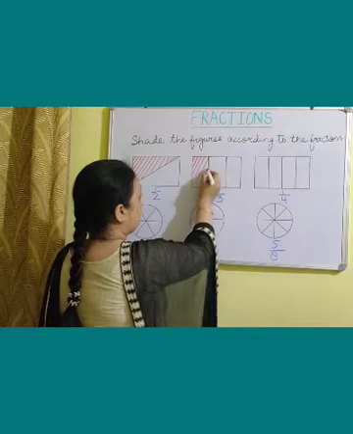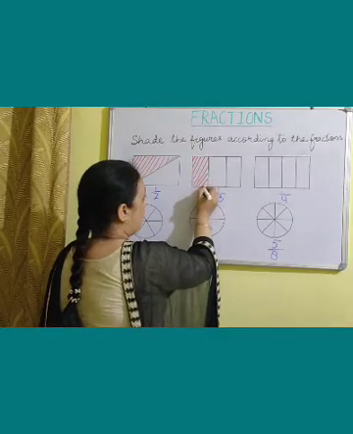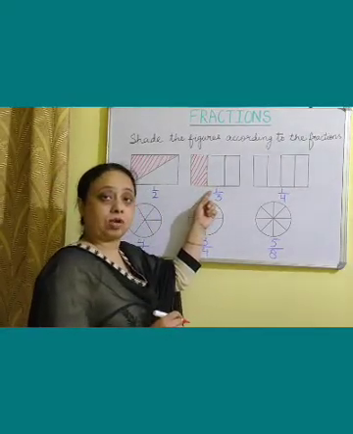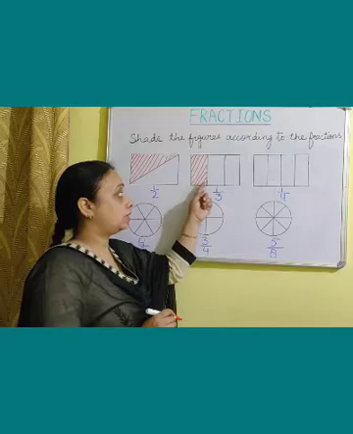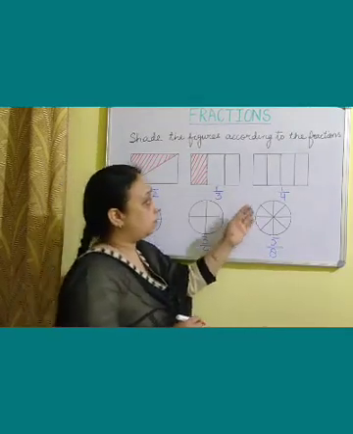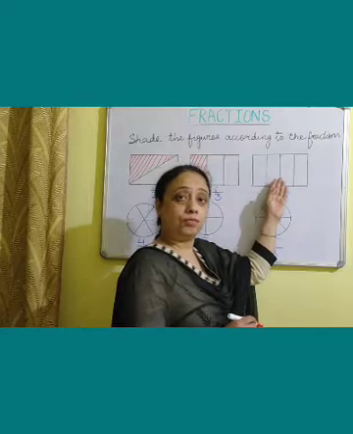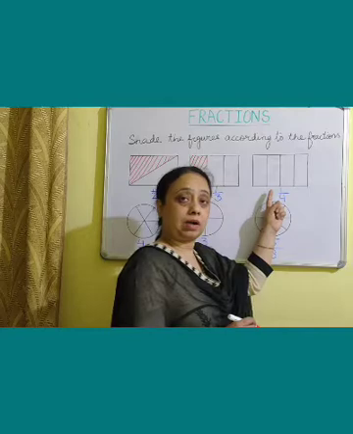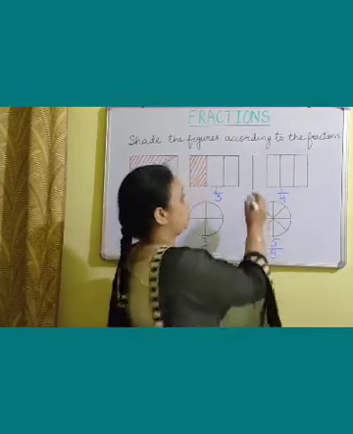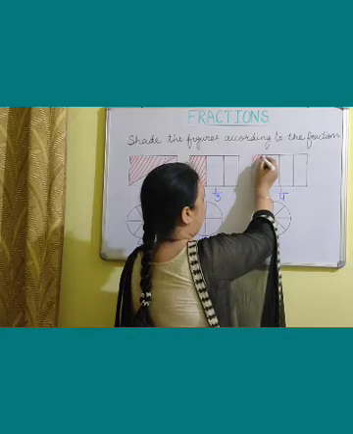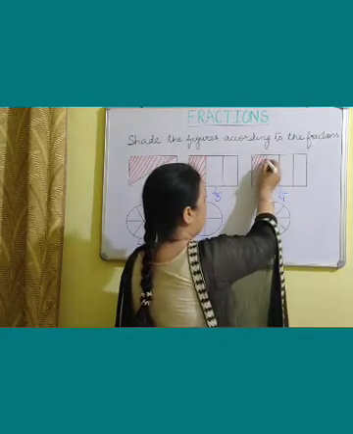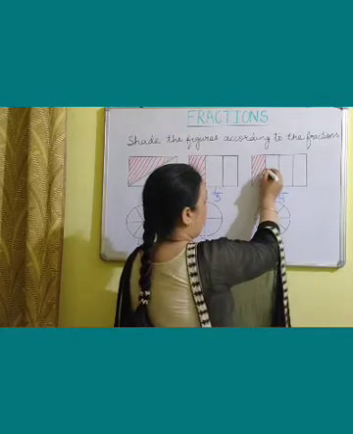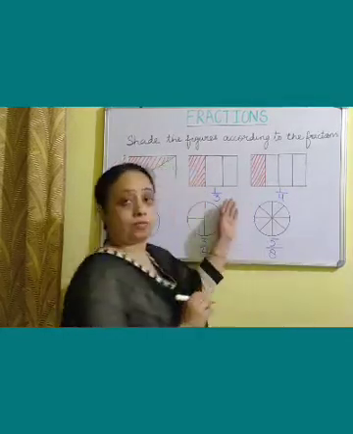So the total number of parts is given below the line and the number of parts which you have chosen or which you have to shade is given above the line. So you have to shade 1 part out of these 3 parts over here. Here the figure is divided into 4 equal parts and you have to shade how many parts? 1 part out of these 4 equal parts. So our fraction will be 1 upon 4 and it is also known as quarter. So this figure is divided into 4 parts and you have to shade only 1 part of this.